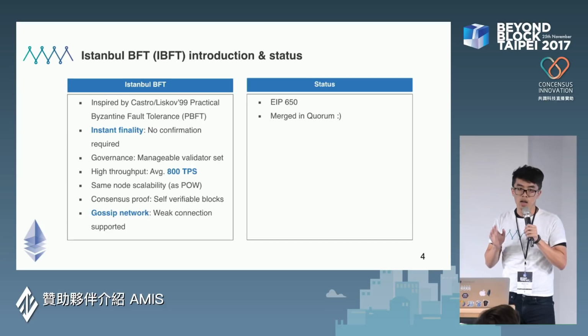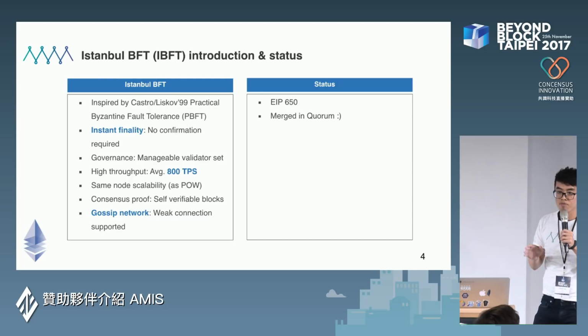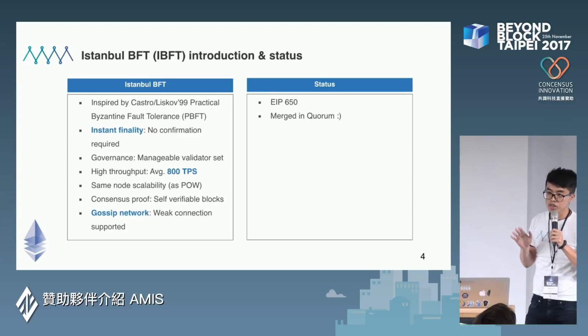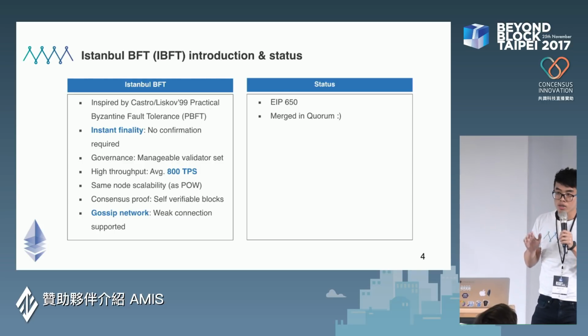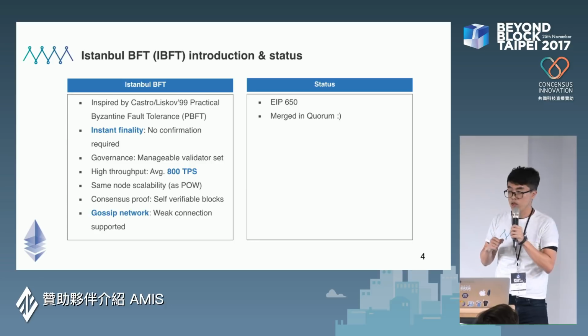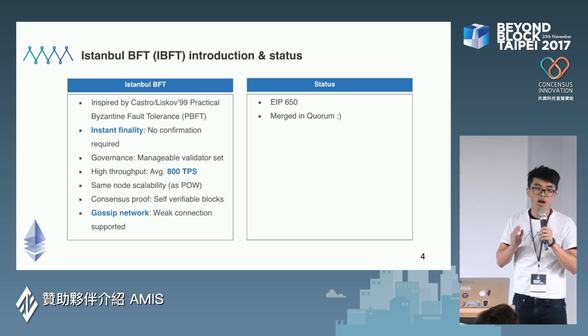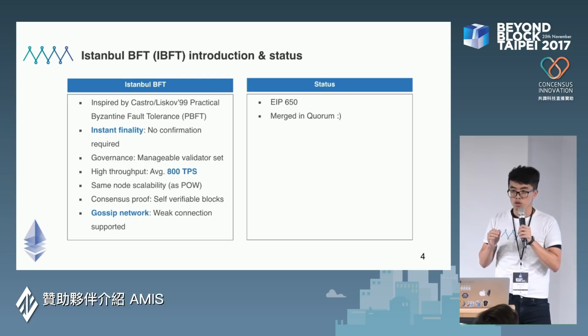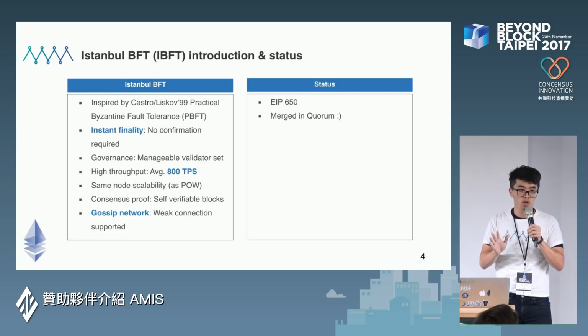First, all blocks in IBFT are final. It means no fork is possible and no confirmation is needed. Second, we have a manageable validator set, so validators can be added or removed by voting. On the performance side, it can process about 800 transactions per second. We have the same node scalability as POW does. And all blocks in IBFT are self-verifiable. We put our consensus proof into block headers, so supporting light clients will be very easy. And finally, we have a gossip network, so we don't need strong connections.